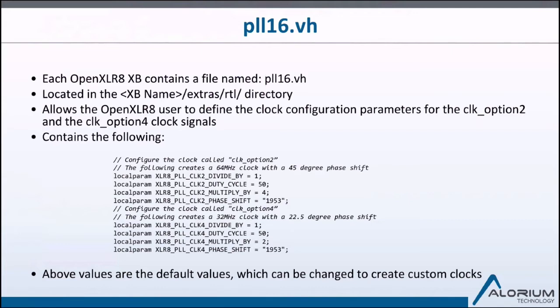And those are shown here as Xcelerator PLL clock 2 and Xcelerator PLL clock 4. You can see the 4 different values that are specified for each of those clocks. By modifying the values listed here, you can create a custom clock. The values we show here are the default values that are used in Xcelerator, but you can change these values to create your own custom clocks.